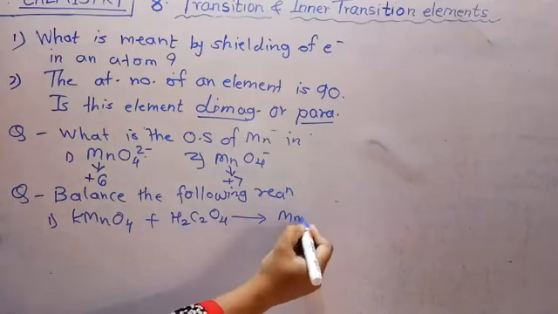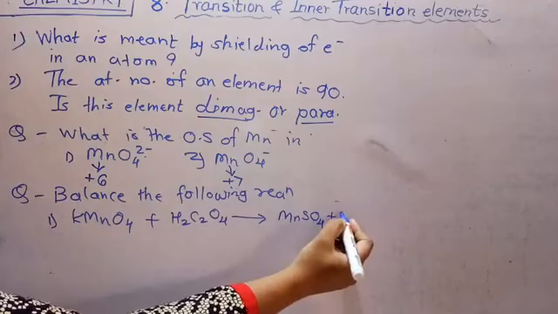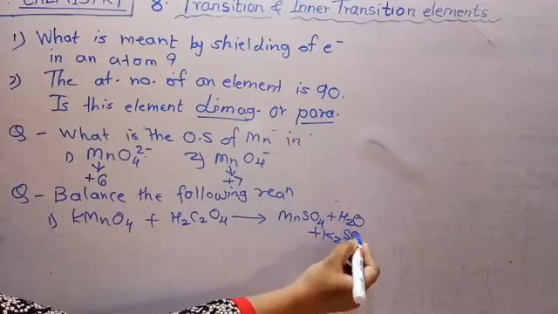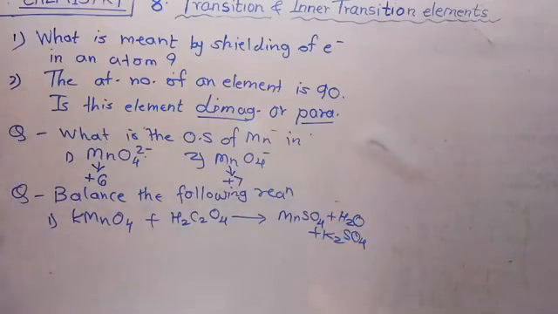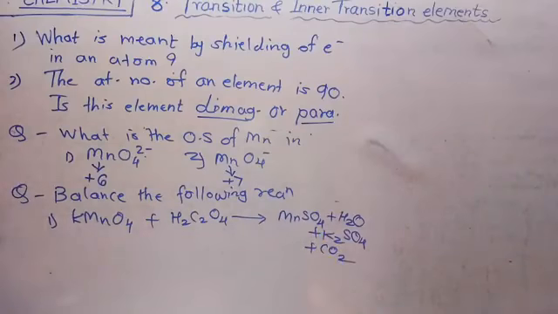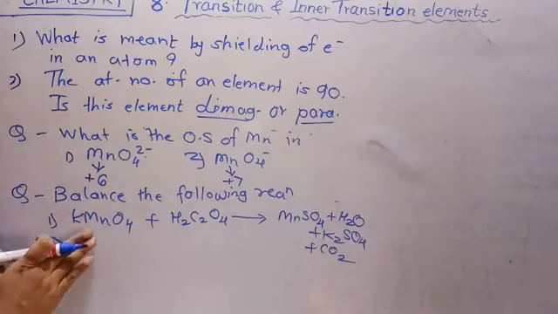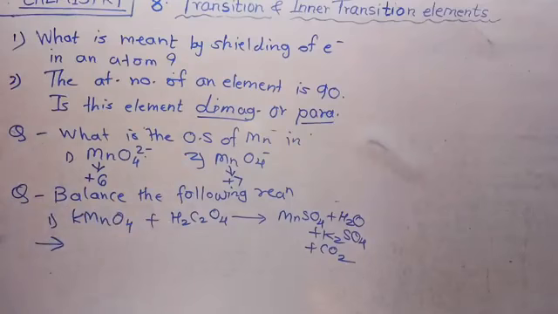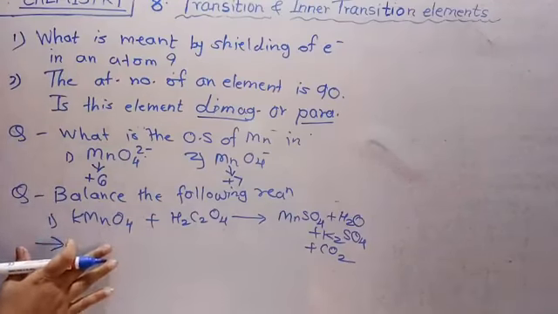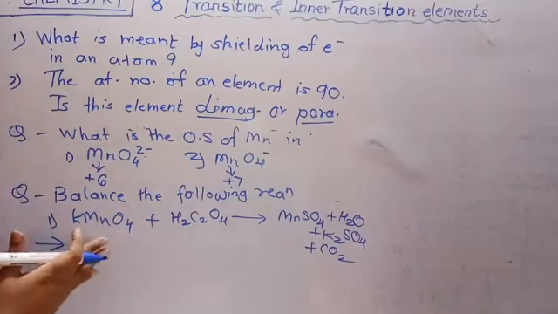MnSO4 plus H2O plus K2SO4. Right? Or I think CO2 is also given. First balance this reaction. KMnO4 reacts with oxalic acid in acidic medium, so there are H plus ions or sulfuric acid given here, but in the textbook the sulfuric acid is not given.